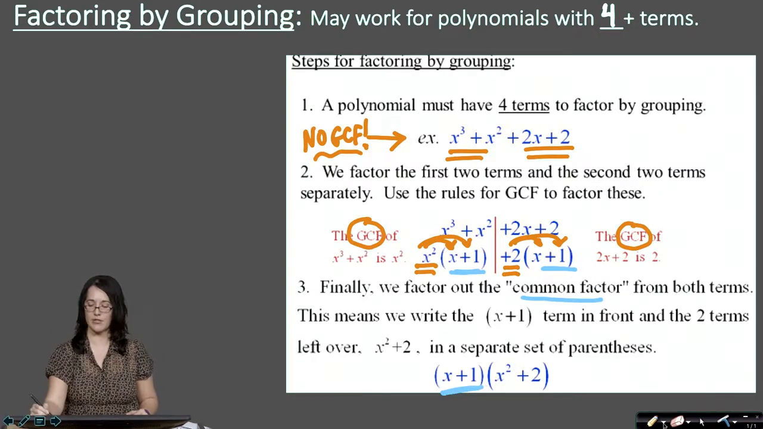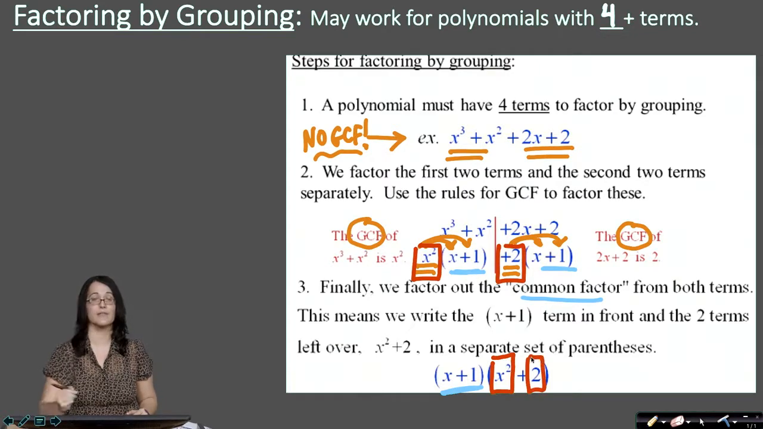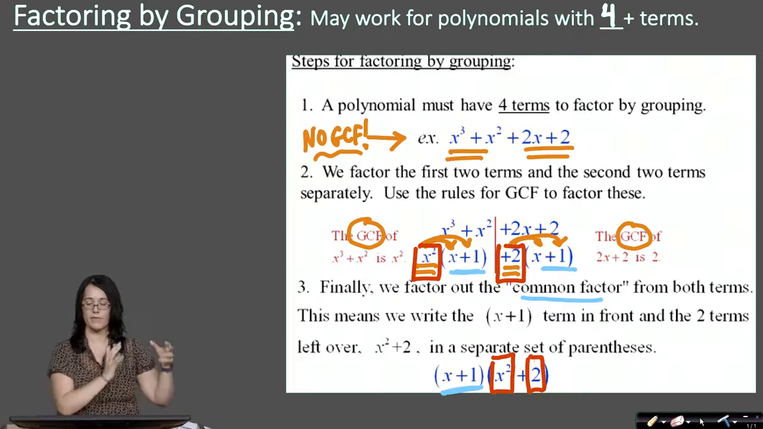Now what would be next to it? Well, whatever is next to it here. So here it was x squared, so we put x squared in parentheses. And here it was plus 2, so we put plus 2 in parentheses. And so we end up with x plus 1 as one binomial factor times x squared plus 2 in parentheses as my second factor.